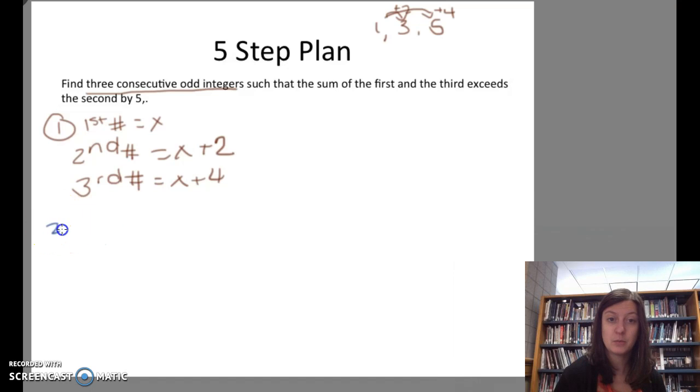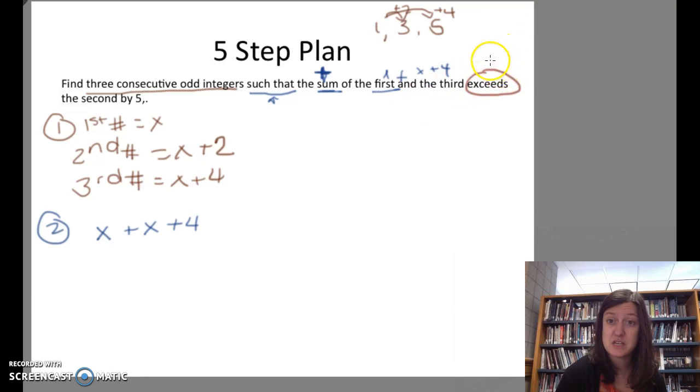Number 2. Find 3 consecutive odd integers such that, that means we're starting, the sum, that means plus, the sum of the first and third. Now this is the funny word. This is a really funny word. Exceeds. Exceeds kind of means equals, but we're making something bigger. So exceeds means equals, but addition is coming, add later.